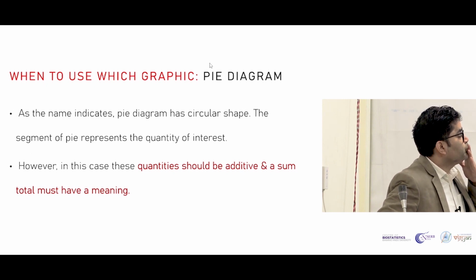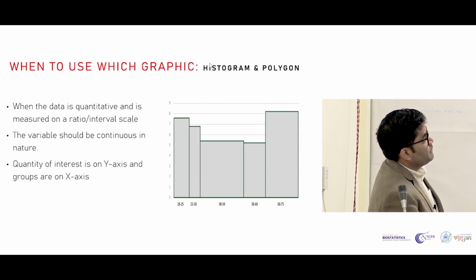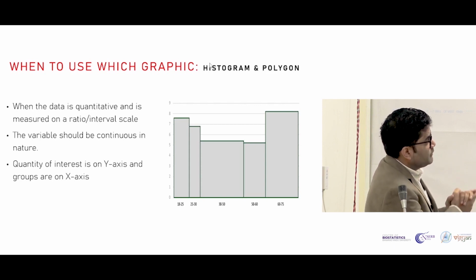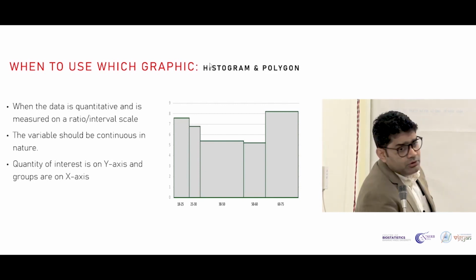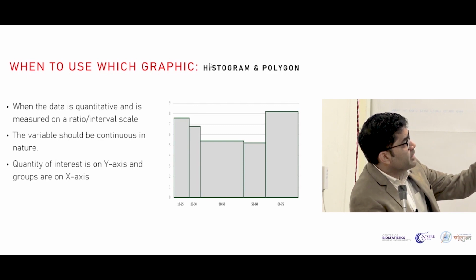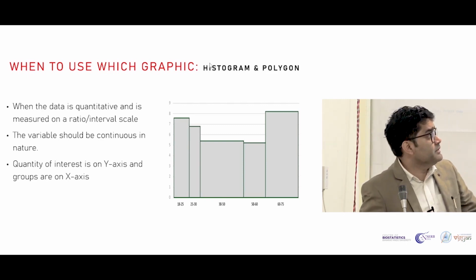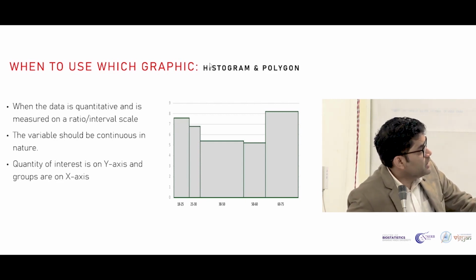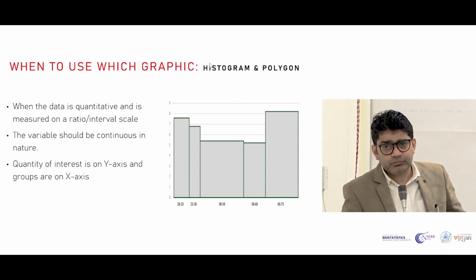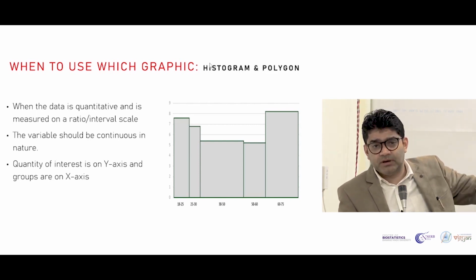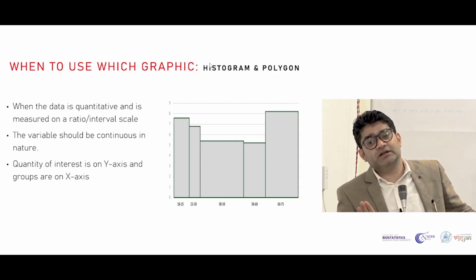Now coming on to another important diagram, which is the histogram. When to use a histogram? When the data is quantitative and is measured on a ratio or interval scale, the variable should be continuous in nature, okay. So if the variable is continuous in nature, measured on a ratio or interval scale, we can use a histogram. In a histogram, the quantity of interest is not the height of the bar as we were having in the bar diagram. Here the quantity of interest is the area under the bar, okay.